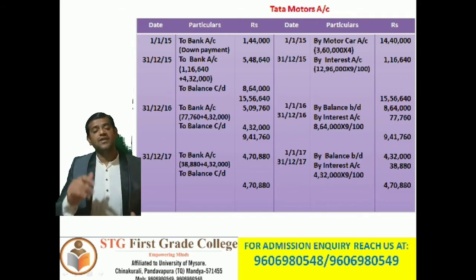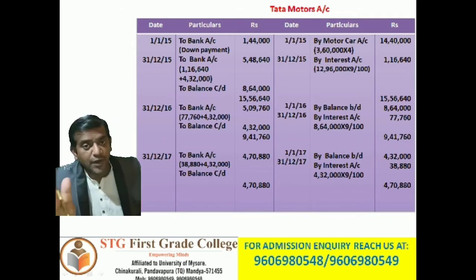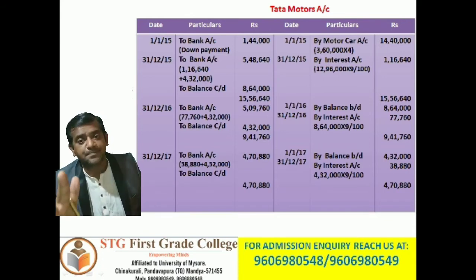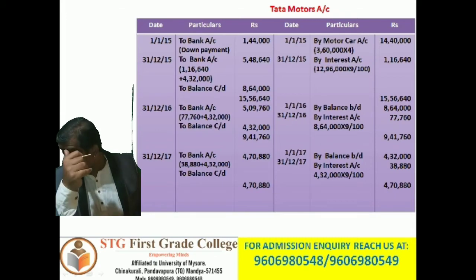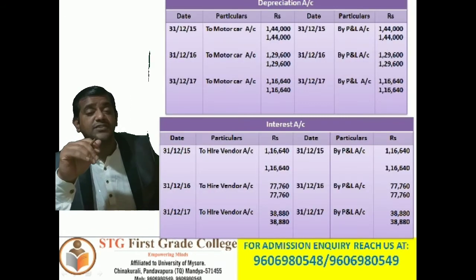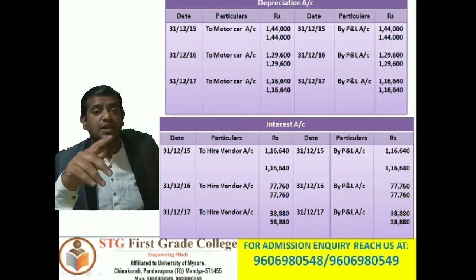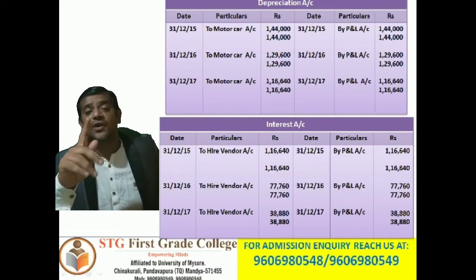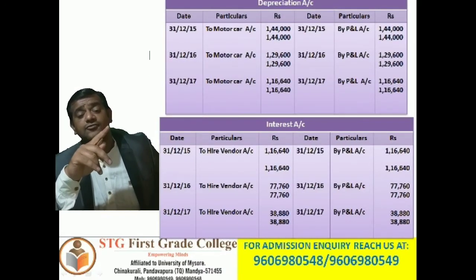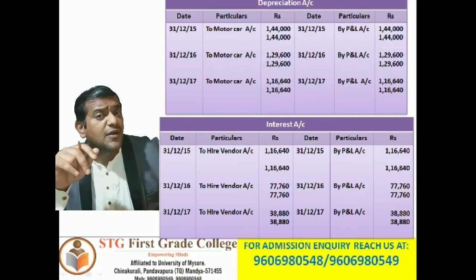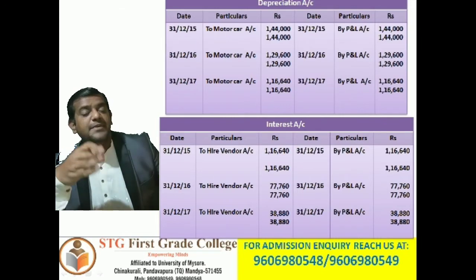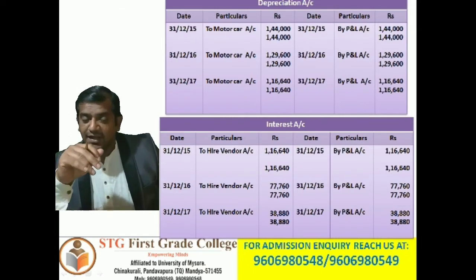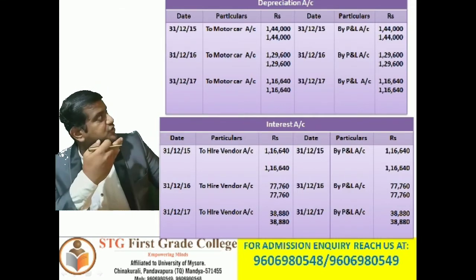Clear? So now we are supposed to prepare two more accounts, which we call the depreciation account and interest account. Clear? So let us look at the depreciation account. While preparing it, you have to consider the motor car account. In motor car account, to which side have you calculated depreciation? Credit side. So then motor car should be debited in the depreciation account. Correct? So debited, that's all.